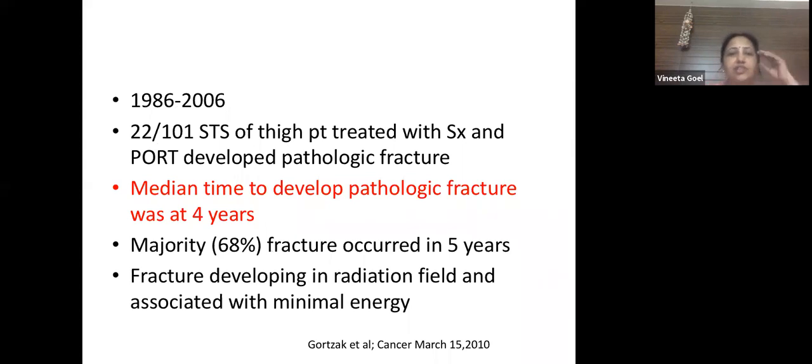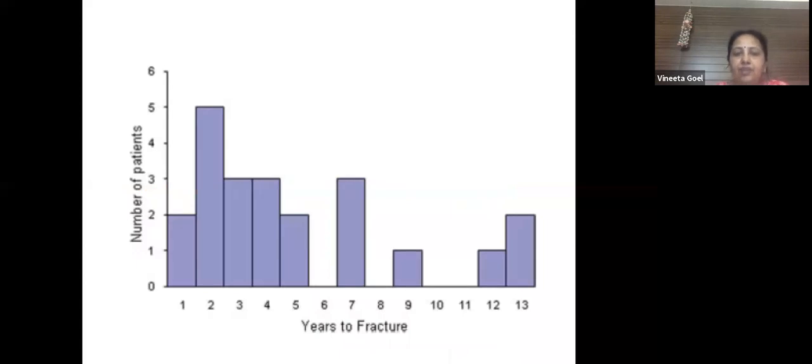There is this study which was published in 2010, conducted between 1986 and 2006, where there were 22 patients who were treated with surgery and postoperatively developed pathological fracture. This study showed that the median time to develop pathological fracture is about 4 years. 70% of fractures occur within 5 years. And the fractures developing in the radiation field are associated with minimal energy. So this is the number of patients and this is the year of fracture. As you can see here, the maximum fractures have occurred 4 to 5 years after completion of surgery and radiation therapy.